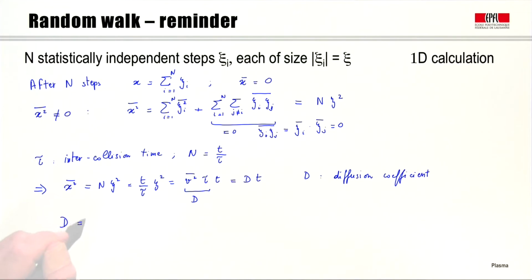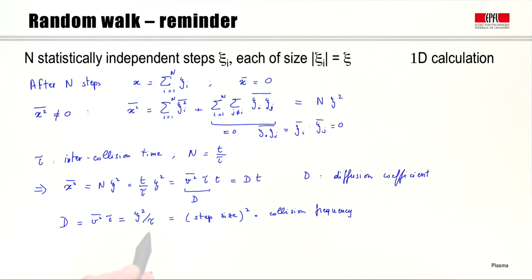So D is equal to the average of v squared times tau, as we have just defined, or psi squared divided by tau. And that is even simpler conceptually and also to apply to the different situations, because that means we have simply the product of the typical step size in our random walk squared times a typical collision frequency, which is of course the inverse of the intercollision time.